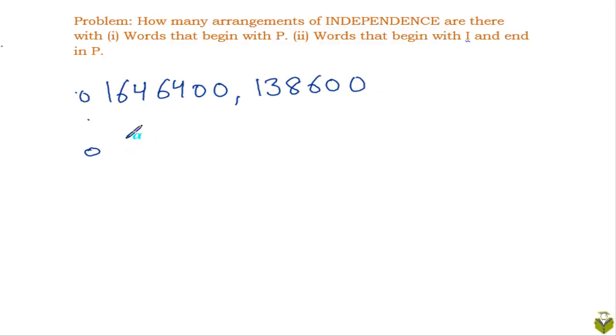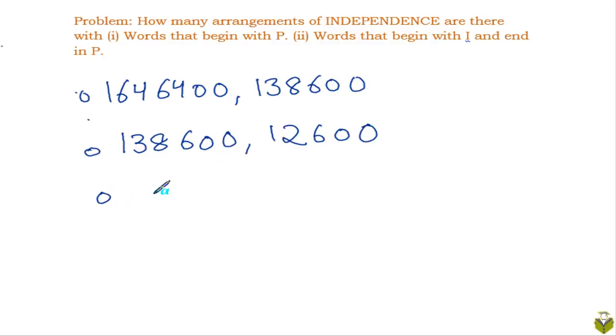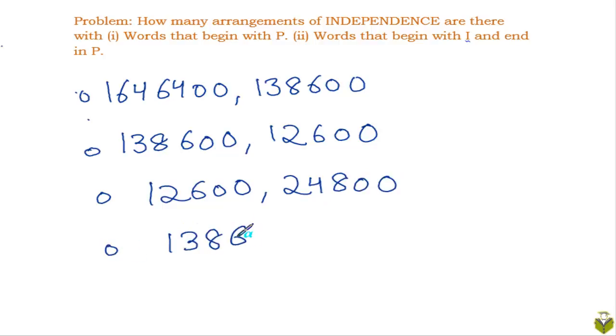The first choices are for part 1 and the second choices are for part 2. The options include 138600, 12600, 24800 and 16000. So the correct answer is the second one. Let us look at the solution now.